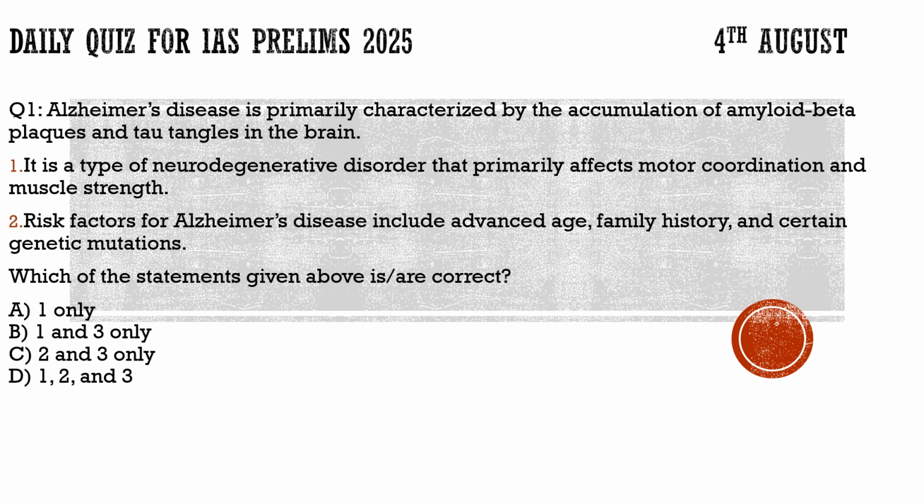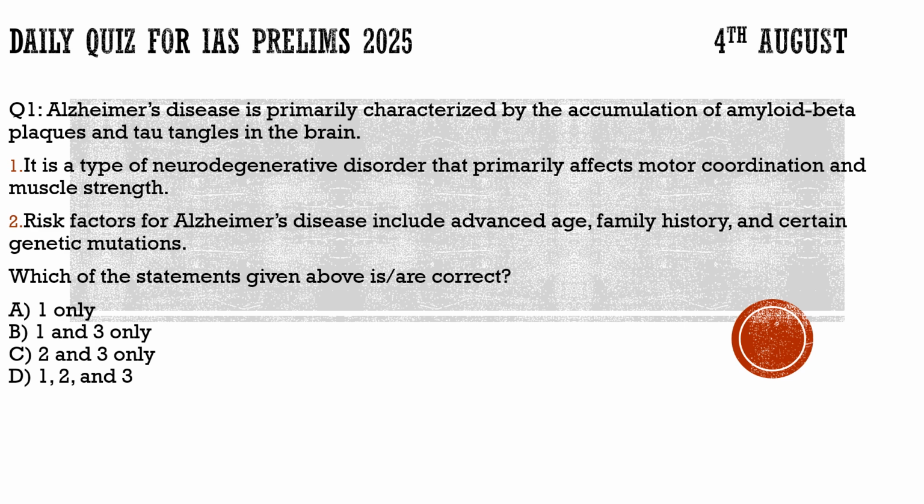Statement 1: Alzheimer's disease is primarily characterized by the accumulation of amyloid beta plaques and tau tangles in the brain. This is 100% correct. We don't need to dig deeper into what these amyloid beta plaques and tau tangles are. We just need to remember these things. That's enough for an IAS aspirant. Statement 2: It is a type of neurodegenerative disorder that primarily affects motor coordination and muscle strength. No, it is incorrect. It affects cognitive function and not motor coordination. For example, it affects memory. You can find memory loss in the patient, lack of decision making and other cognitive effects. So the second statement about motor coordination is incorrect.